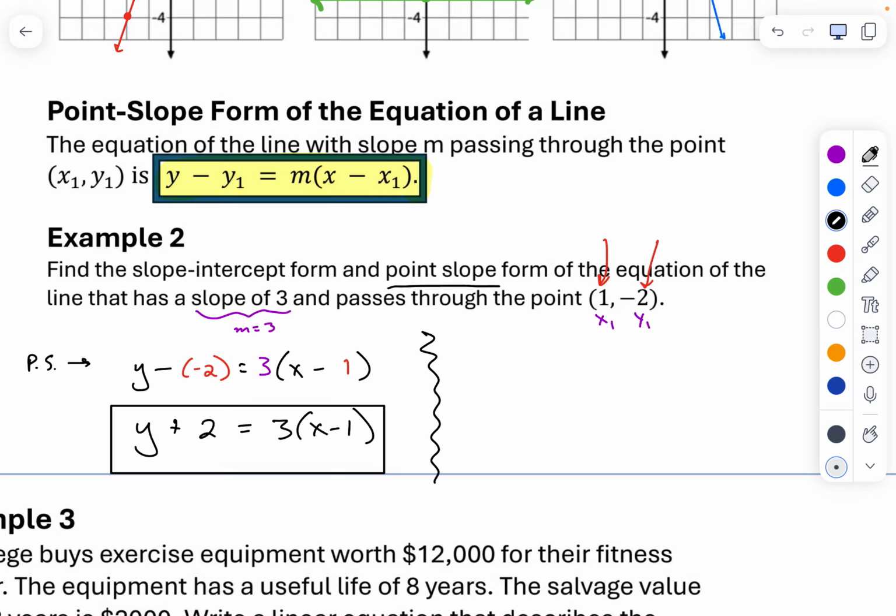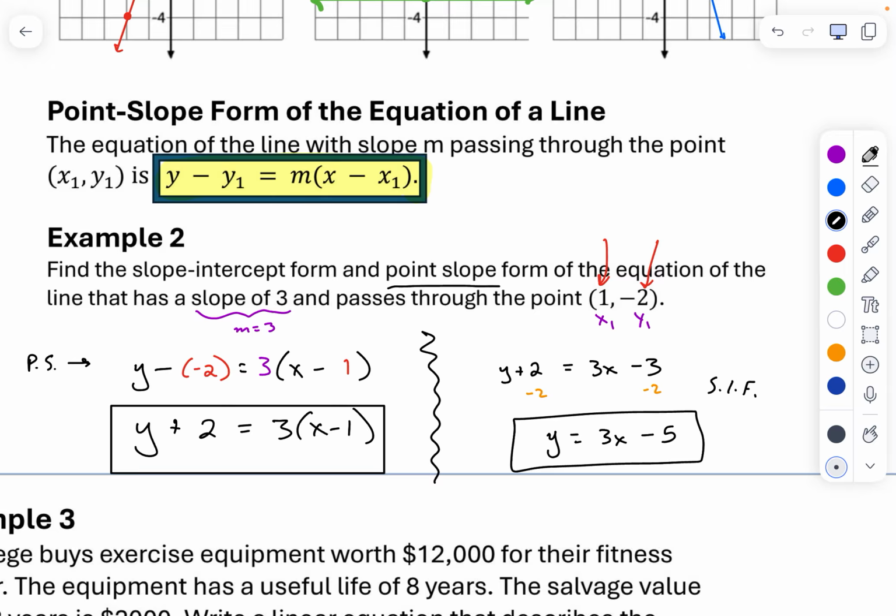So we have the point-slope form. If I wanted to turn this into slope-intercept form, all we have to do, remember, is isolate the y. So if we're looking at y plus 2 equals, when I distribute, we'd call that 3x minus 3. So if I were to simply subtract the 2 over, we have y equals 3x minus 5, and there is our slope-intercept form. Okay? Guys, how do we feel about some of these linear equations? Pretty good or pretty great?